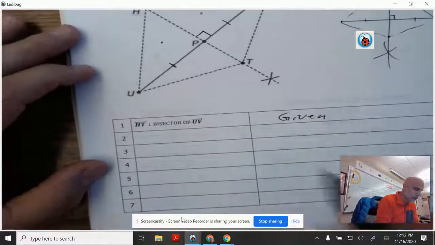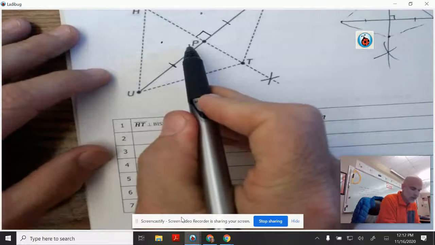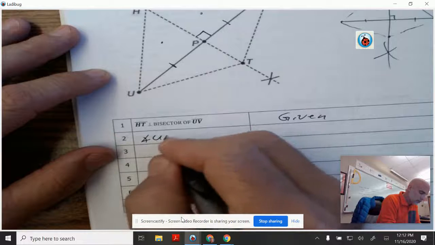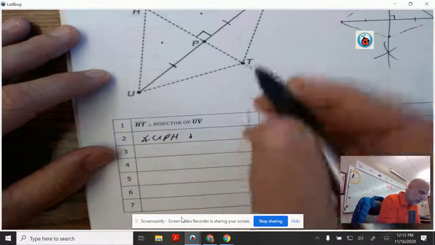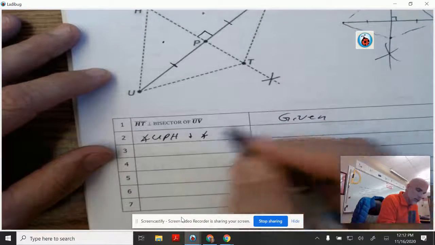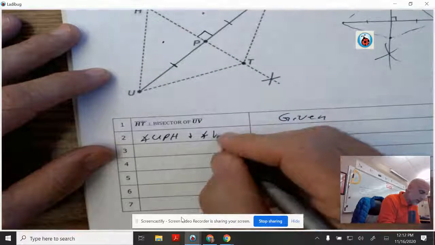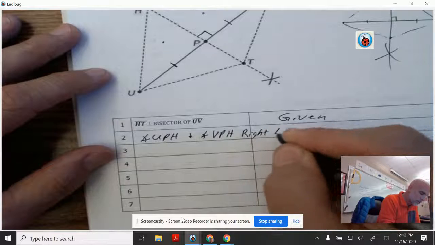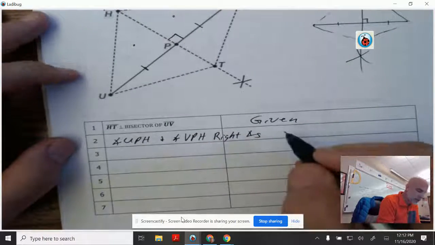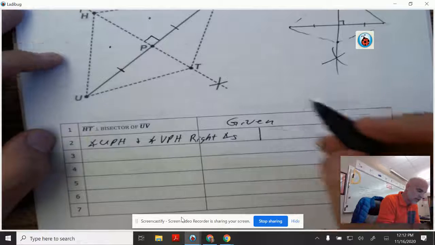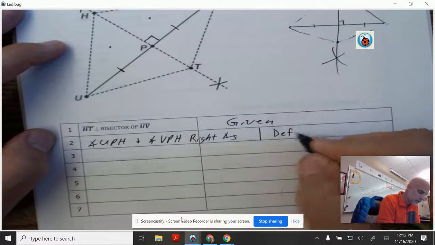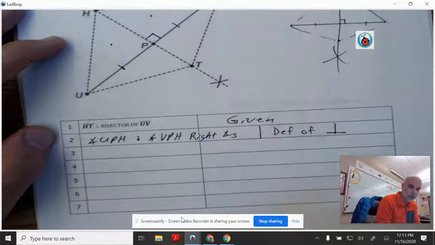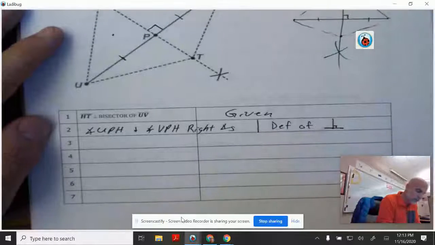Here's a given. So I'm going to say that this angle over here, angle UPH and angle VPH are right angles. And the reason I'm saying that is because that's the definition of perpendicular. Can I use an upside down T for that? We should be able to do that. Perpendicular means right angles.